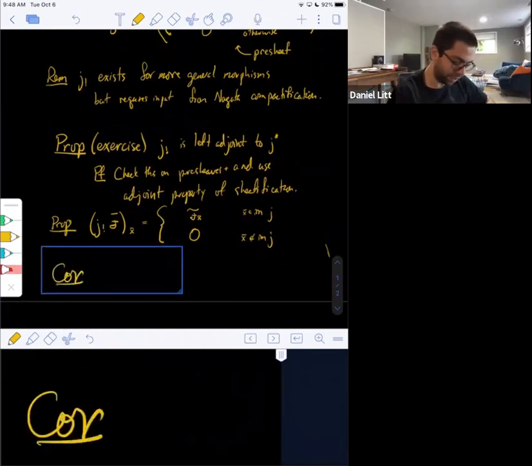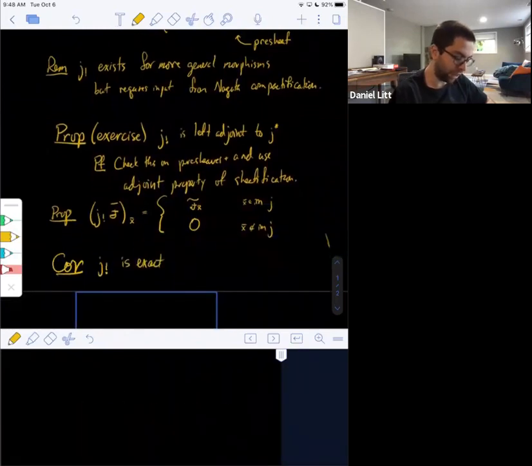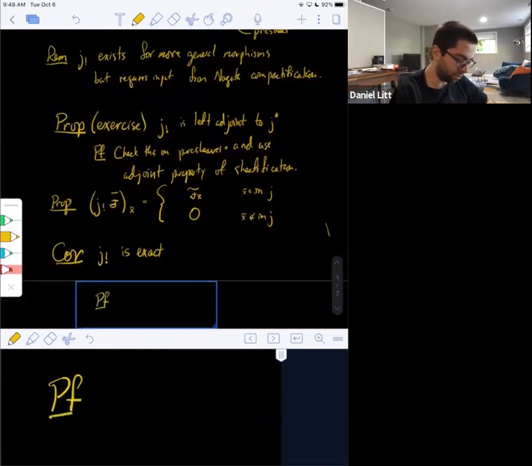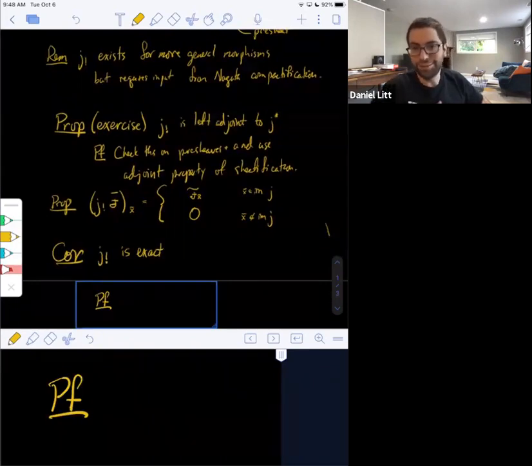Okay, so stalks were kind of easy. So we actually just proved this proposition. A corollary is that j lower shriek, this functor, is exact. Can anyone prove that for me? How do you check a functor is exact?